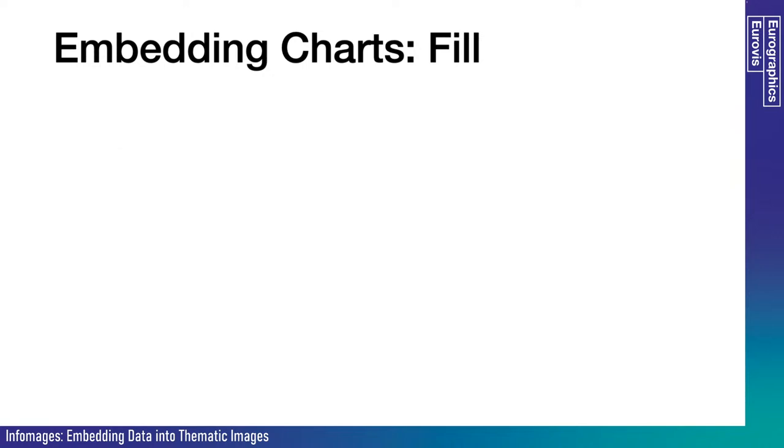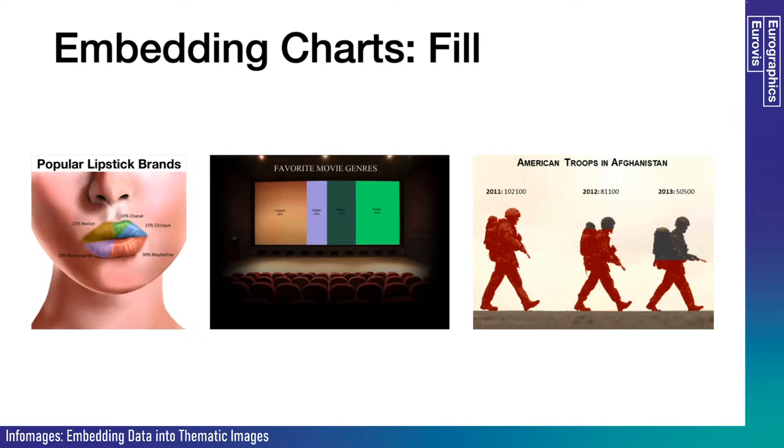Our fill technique can be used to support pie charts, a single divided object, or a bar chart. In pie charts, the area can be divided based on the angle, area, or arc length of each segment. The single divided object and bar chart can be filled based on length or areas of the image objects.